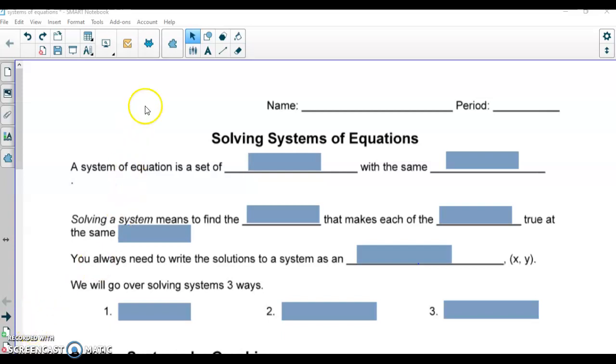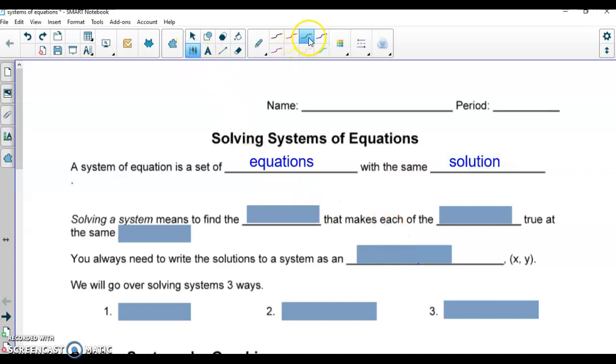Today we're going to start our section on systems of equations. So a system of equations is a set of equations that have the same solution. What does a system of equations look like?